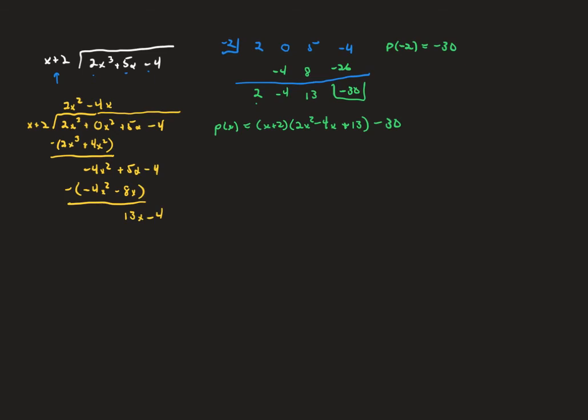We repeat one more time, and we say what times x is 13x. That's going to be a plus 13. That's going to give us 13 times x is 13x. 13 times 2 is 26, and we're going to subtract that quantity, and the negative 4 minus 26 is negative 30. And so you can see we have the same numbers here. We're going to get that same result. Here is our quotient, which exactly matches our quotient there. And here is our remainder, which exactly matches the remainder there.